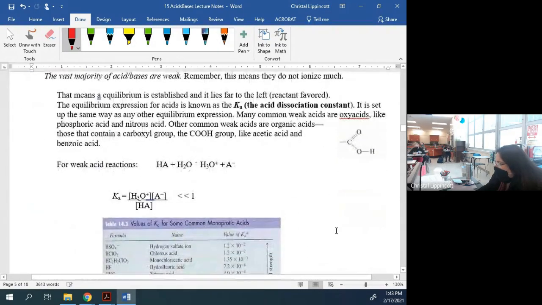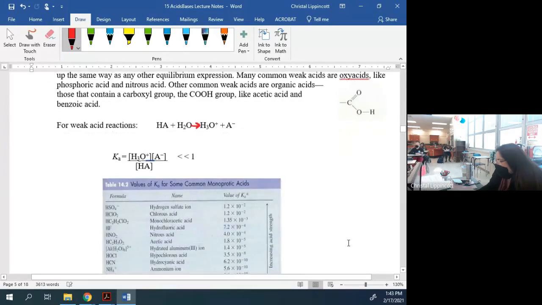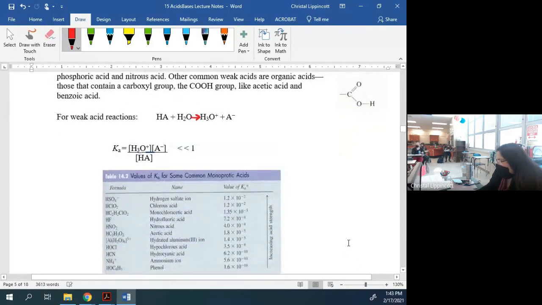Most of your acids and bases are weak, which means that they are not going to ionize very easily. This should be an arrow here. Sorry. When you do your Ka values, you do not include water in the Ka value. So you ignore the water. It should not be reported in a Ka value.